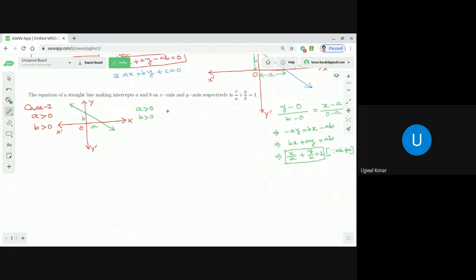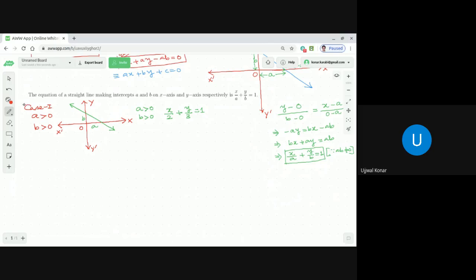One such example is x by 2 plus y by 3 is equal to 1, where the x-intercept is 2 units and the y-intercept is 3 units. And we can find the equation of the straight line as x by 2 plus y by 3 is equal to 1. So this is case 1.